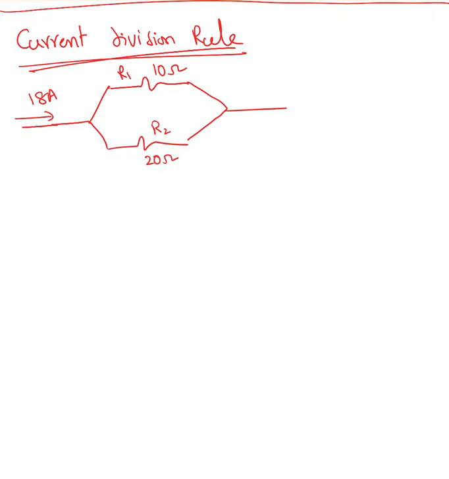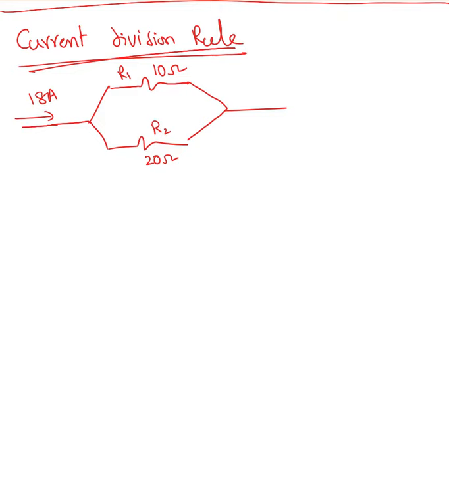In this video, I'm going to talk about the current division rule. The current division rule is useful to find the individual currents if there are two or more resistors connected in parallel. But if there are more than two resistors, it's a little difficult to find. So I'm going to stick with only two resistors. And if there are more than two resistors, I'll tell you how to find that value.